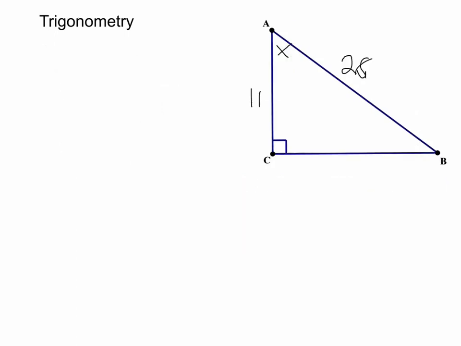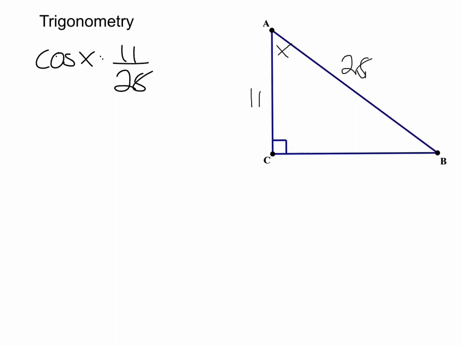So let's do one more example. In this case we're looking for x. We have 11 and 28. So take a second, pause the video, and use your trig function to find the value of x if AC is 11 and the hypotenuse is 28. So my sides are adjacent and hypotenuse. Adjacent and hypotenuse is cosine, so I'll have cosine of my angle x equals 11 over 28.